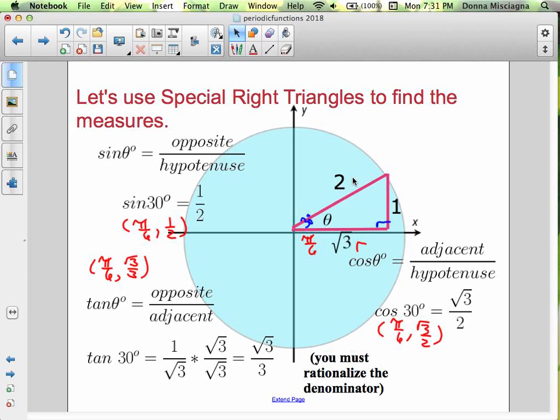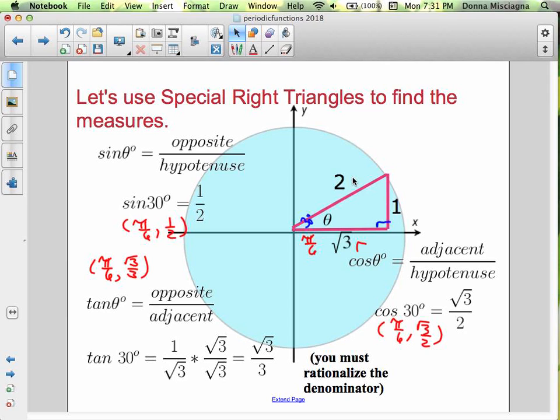All right, so here we're going to just use special right triangles to find some measures. There are some things we've learned before. Here I have some important ones. I have the 30-60-90, or you can think of it as pi/6, pi/3, 90. So my reference angle there is 30 degrees, or pi/6. Opposite would be 1, adjacent would be square root of 3, and the hypotenuse is 2. For that angle, sine 30 would be 1/2. That particular point would be either (30, 1/2) or (pi/6, 1/2). We're going to keep it to radians though.